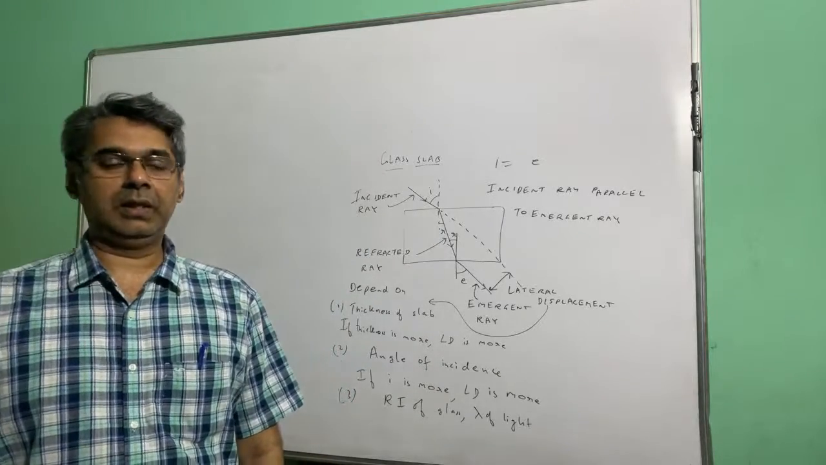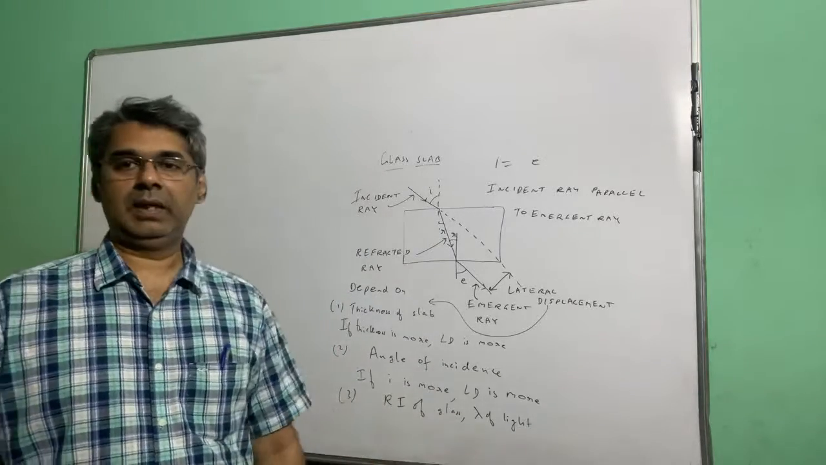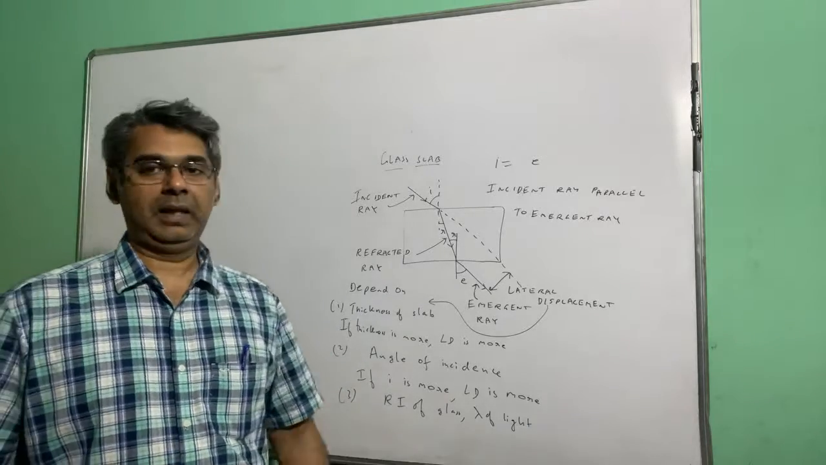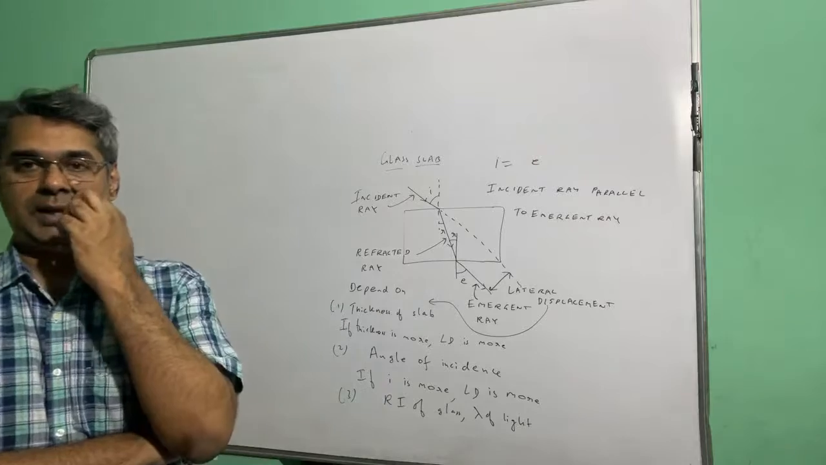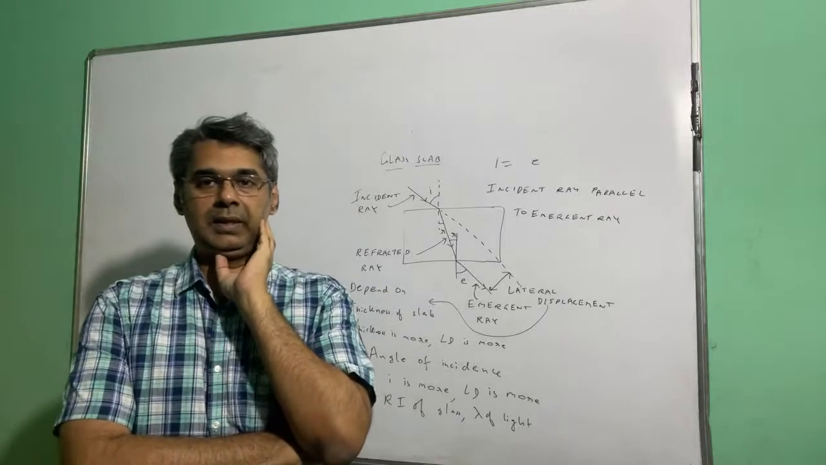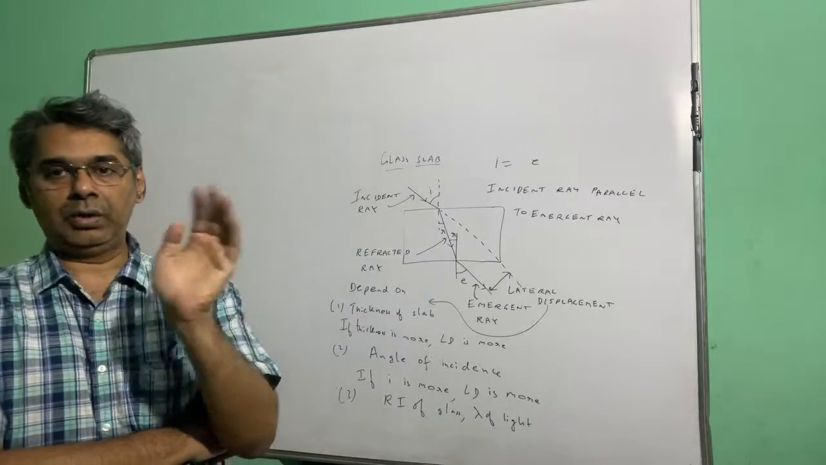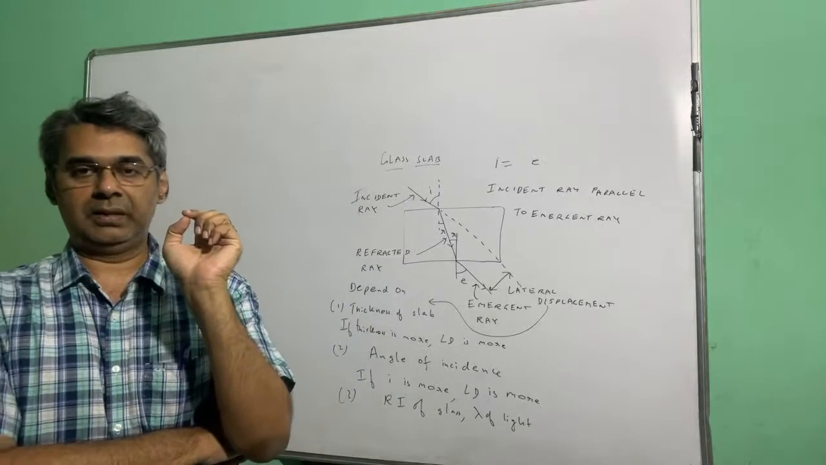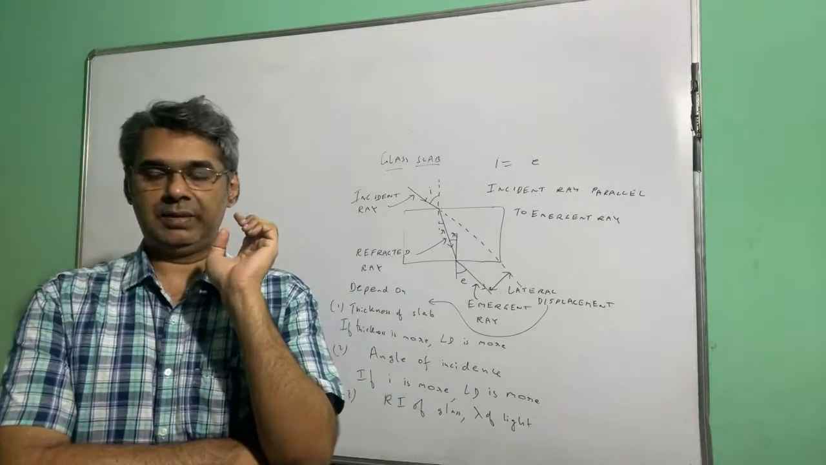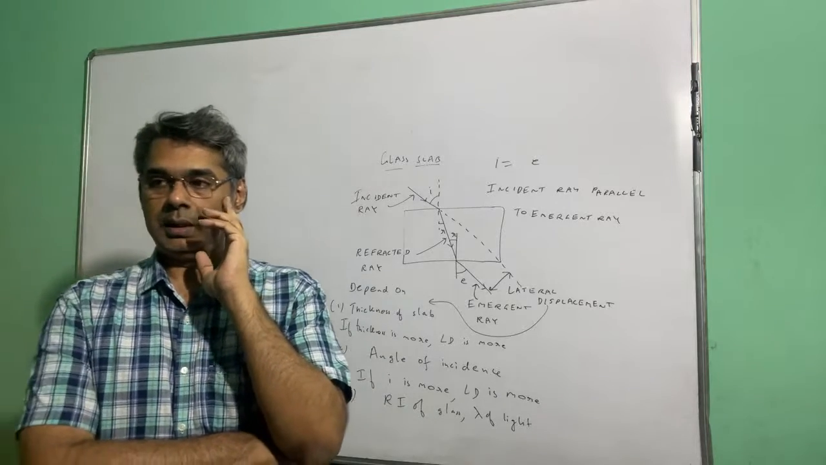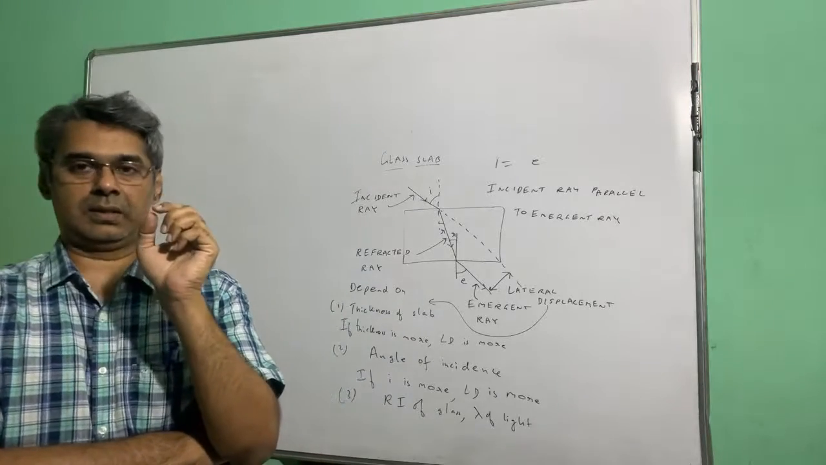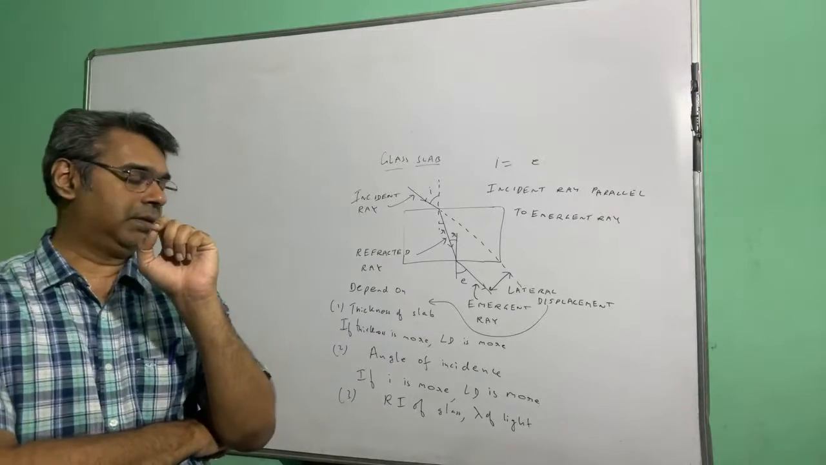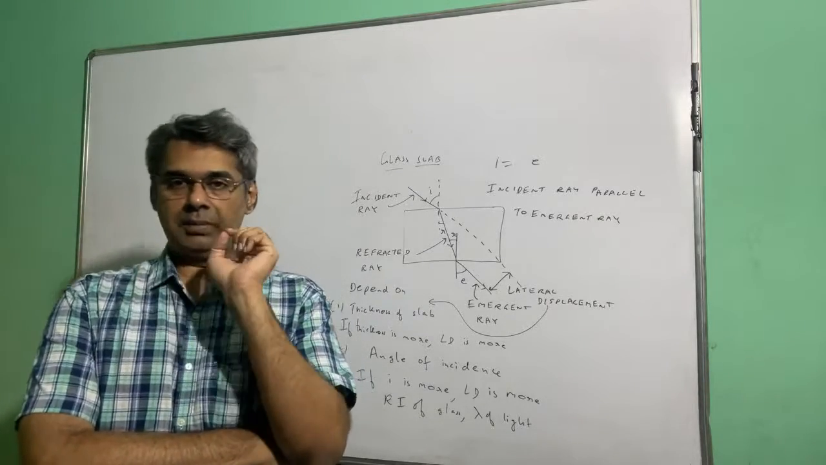And there is a relation that if the wavelength of the light is more, the refractive index is less. Like there are 7 colors in white light: violet, indigo, blue, green, yellow, orange, red. Out of the 7 colors, violet has the lowest wavelength and red has the highest wavelength. So if the wavelength is high, the refractive index will be low, and if the wavelength is low, the refractive index will be high.